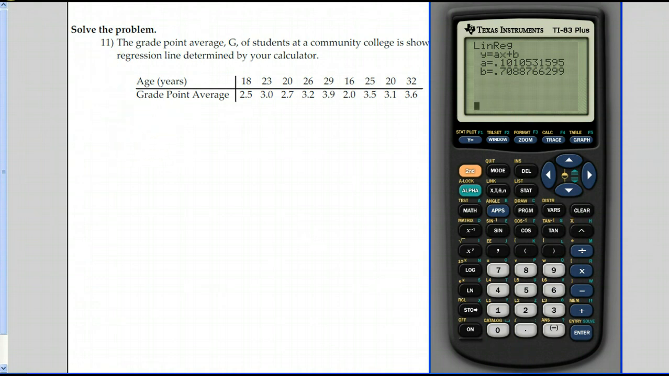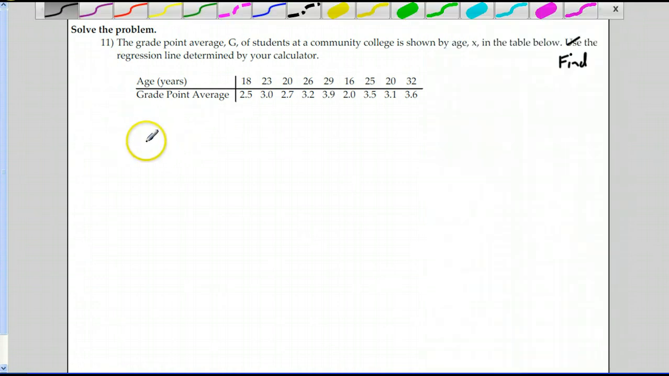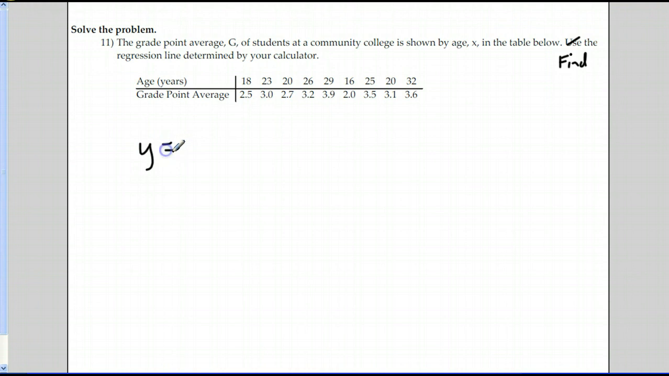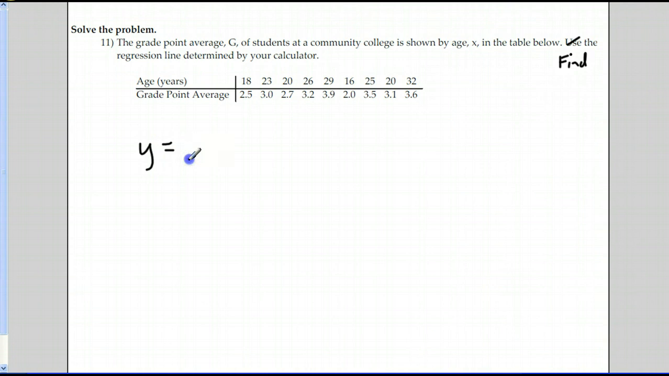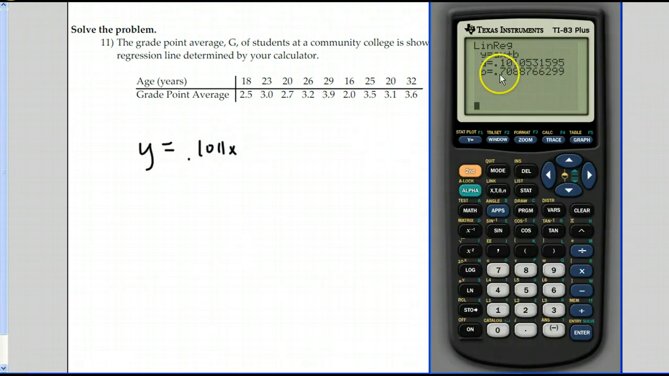You can round these things to 4 places. So y equals 0.1011 to 4 places roughly, x, alright, and then your y-intercept was 0.7089 roughly to 4 places.